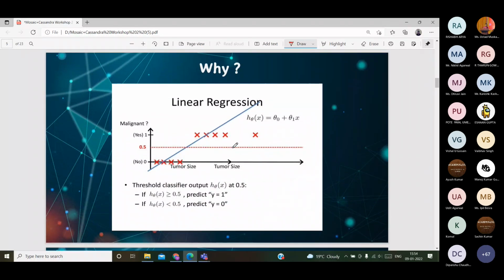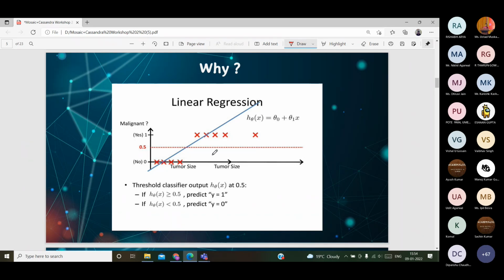Now coming to why do we not use linear regression for classification? Let us say we have a plot like this, where the x-axis corresponds to tumor size, and the y-axis shows whether it is 0, that is it is not serious, or 1, it is very serious, like malignant.